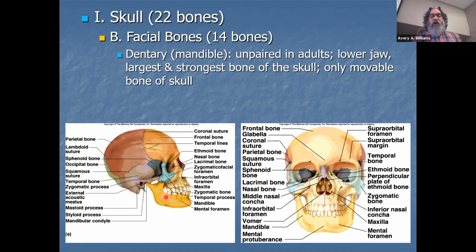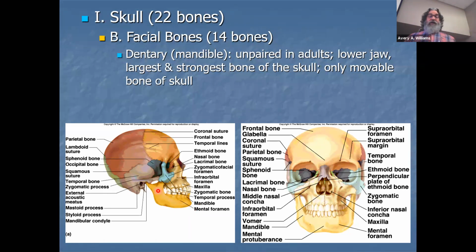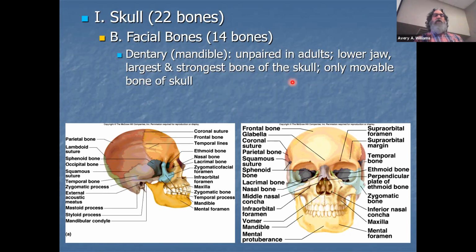And to help with that, you have just one bone in there, one big, strong, heavy-duty bone, the dentary bone. There you go. Lower jaw, largest and strongest bone of the skull, the only movable bone of the skull. It's true for all mammals. Other non-mammals could have other bones that could move besides the mandible and so forth, but this is a mammalian, human thing. All right. There's your dentary bone.